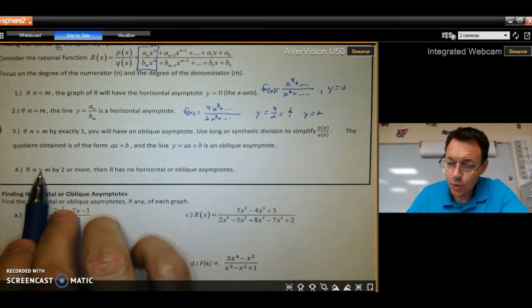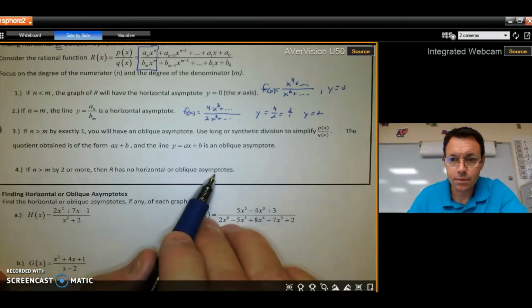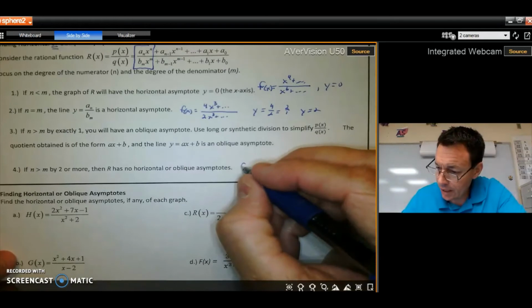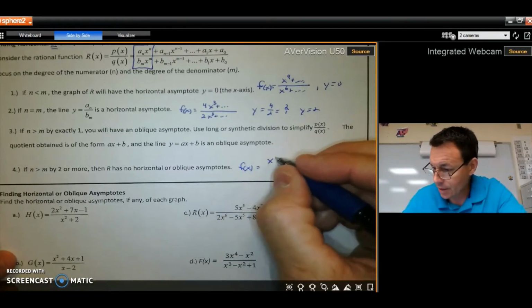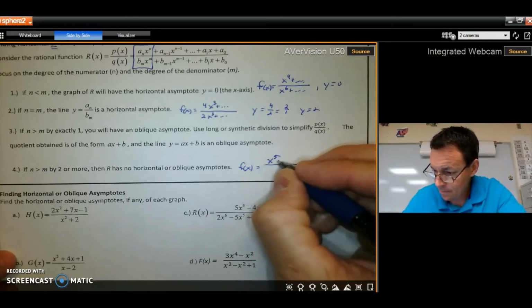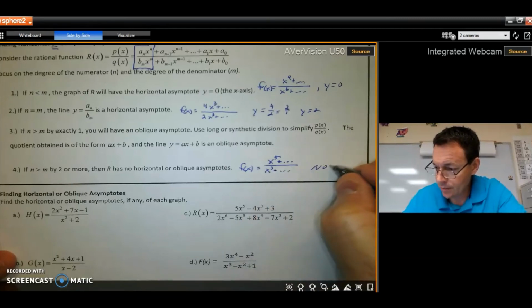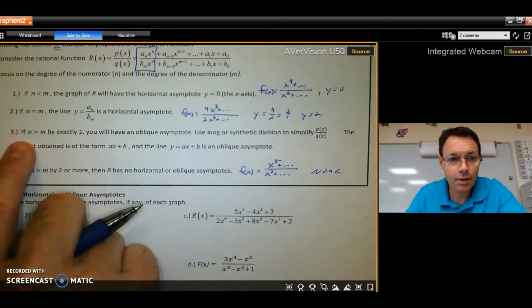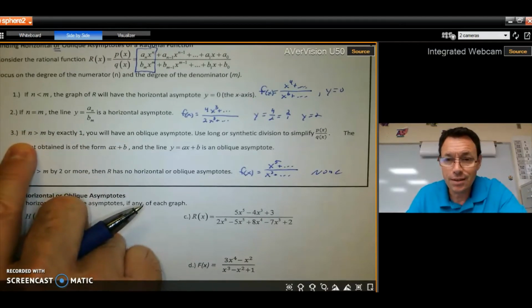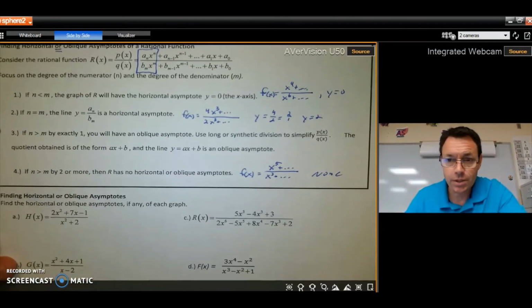If n is greater than m by 2 or more, then there is no asymptote. So if you've got a situation where you've got x to the 5th and you've got an x to the third, then there's none. So this is almost a rule that just says there isn't anything. Okay, these three are the biggies. These are the important ones, and I'm sorry, but you're just going to have to remember them. You just have to memorize what the rule is and answer your questions that way.